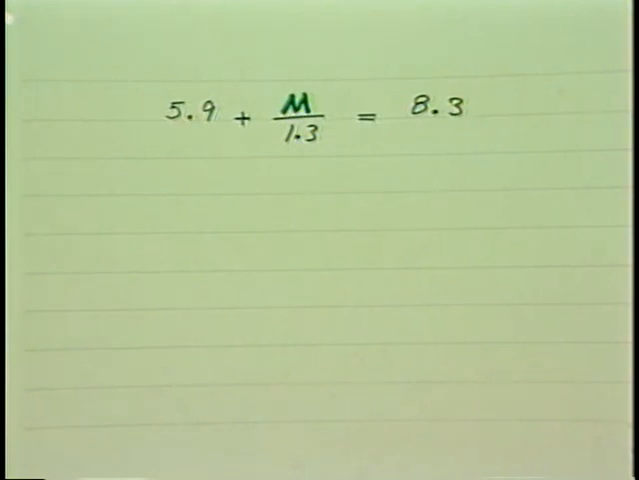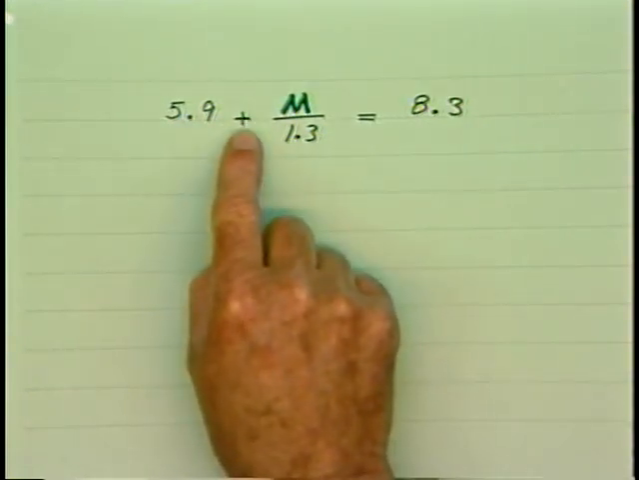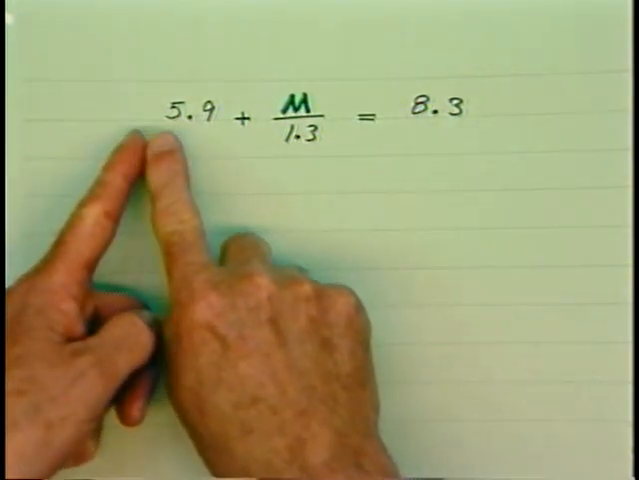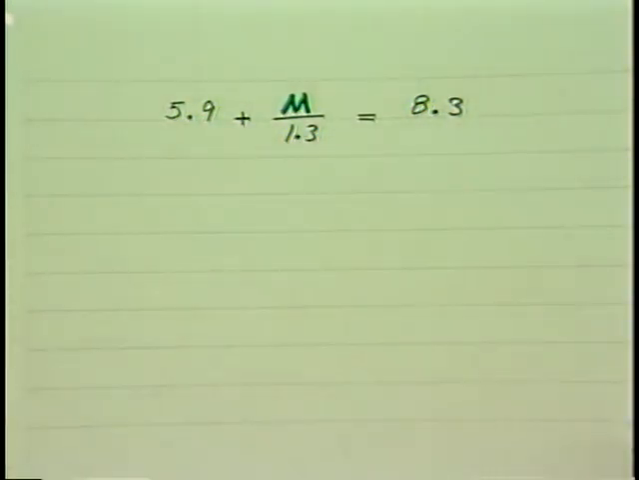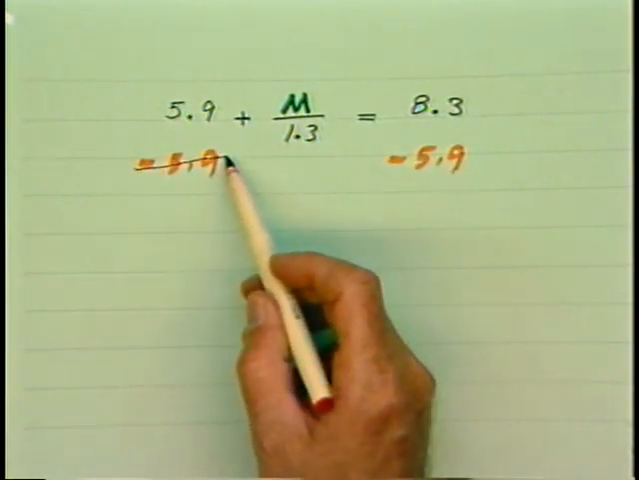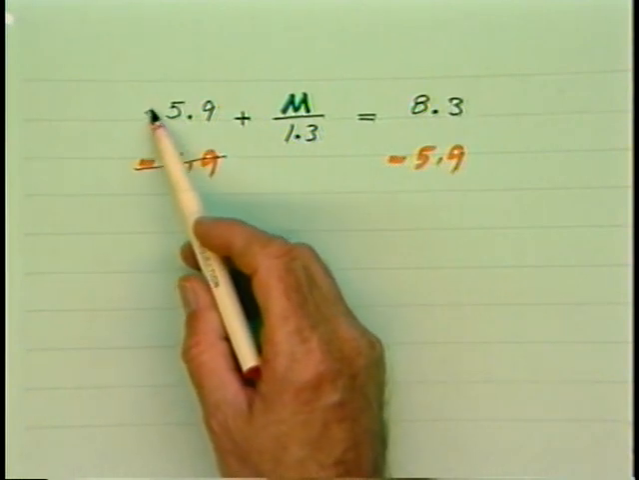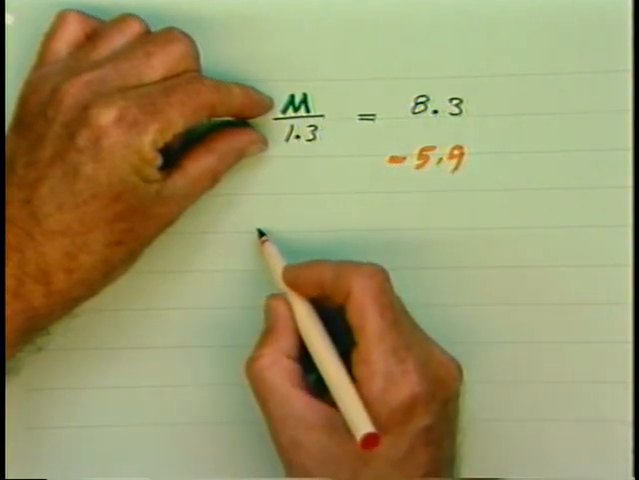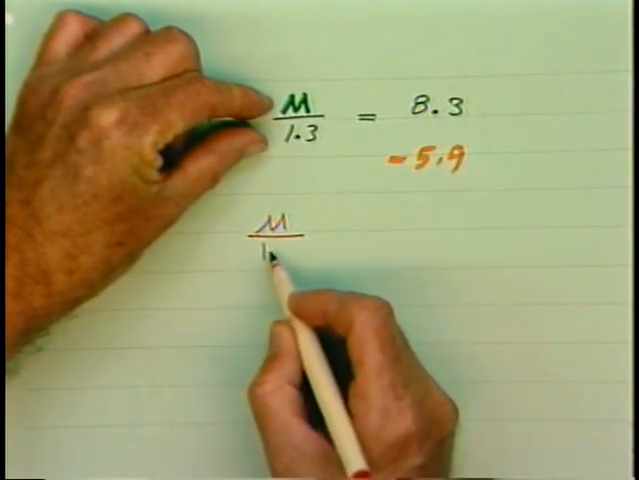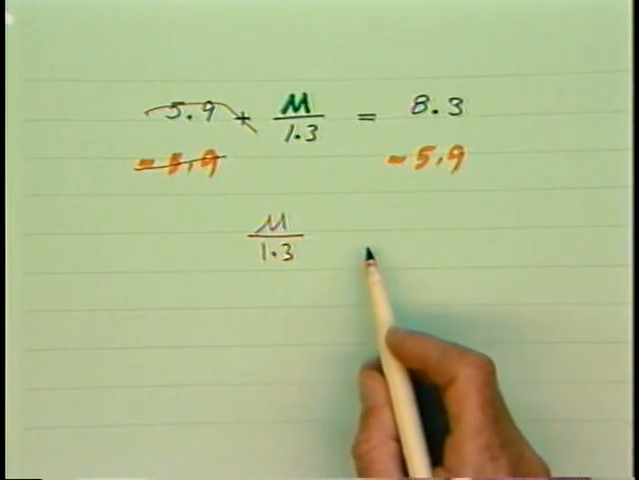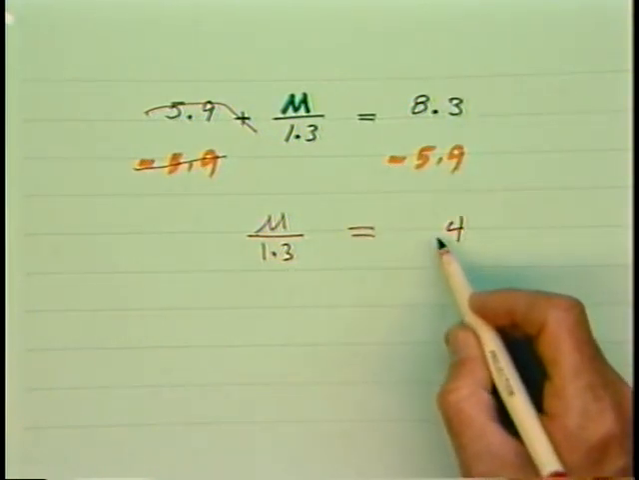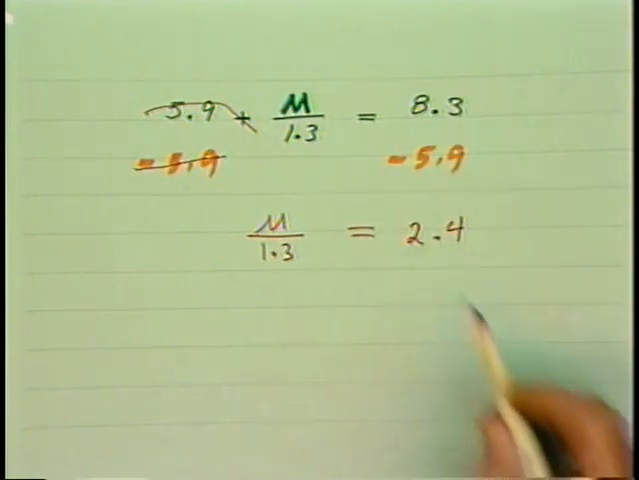In this particular case, we would undo this addition of 5.9 first. We do that by subtracting, and of course I must subtract the same thing from both sides. This subtraction of 5.9 undoes this addition of 5.9, isolating now not the variable, but the variable and its division process. And over here, following through with this, we would get 4.2.